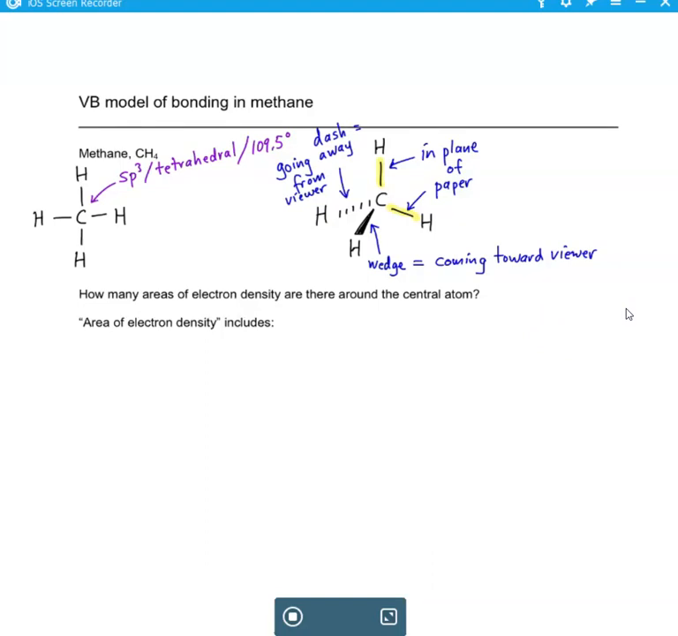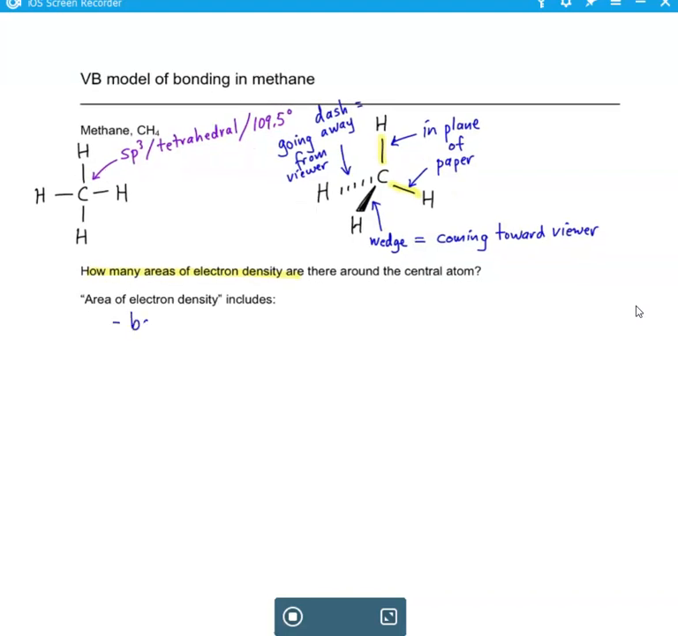But for now, let's talk about the bonding some more. Okay, so the first question you're going to ask is how many areas of electron density are there around the central atom, in this case the carbon? So first of all, let's define our terms. What do we mean by an area of electron density? An area of electron density could be a bonding region. Now, a bonding region could be a single bond, a double bond, or a triple bond. Each of these counts as only one area. So each type of bond counts as just one area of electron density.